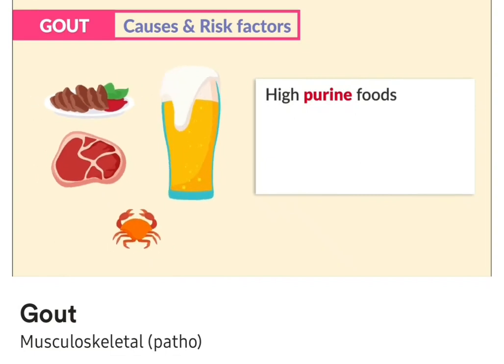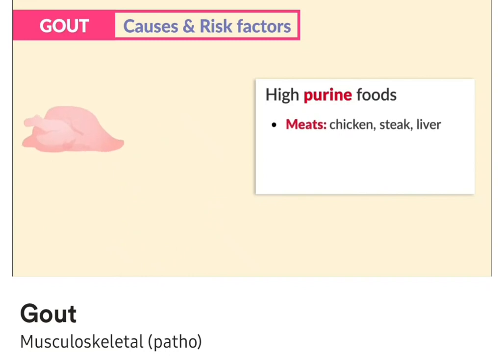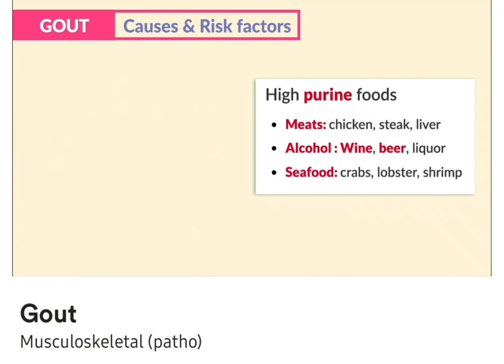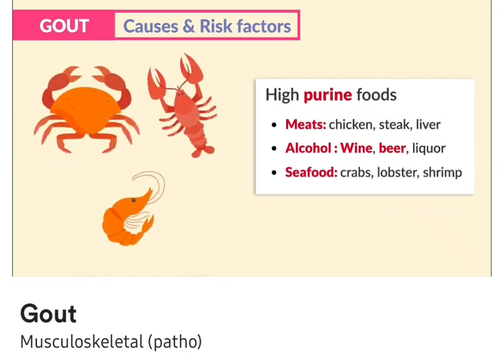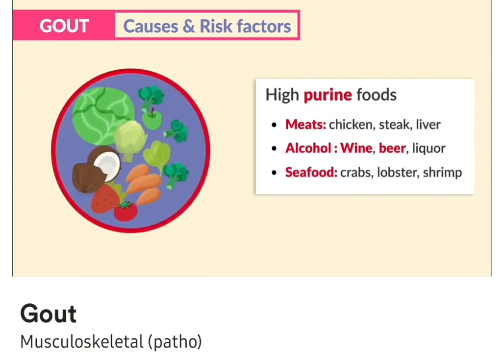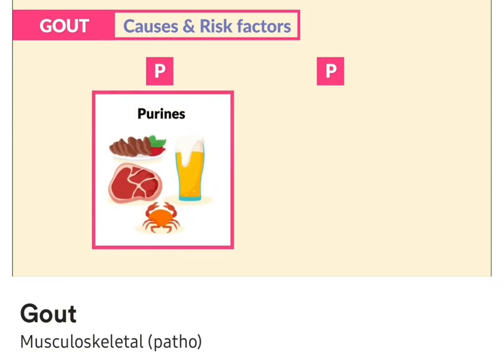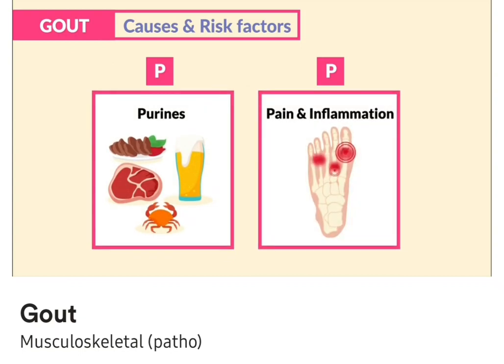So meats, alcohol, and seafood. Meats like chicken, steak, and liver. Alcohol like wine, beer, and liquor. As well as seafood like crabs, lobster, and shrimp. Basically think anything that is non-vegetarian. So just think of the double P's here. Purines cause pain and inflammation.